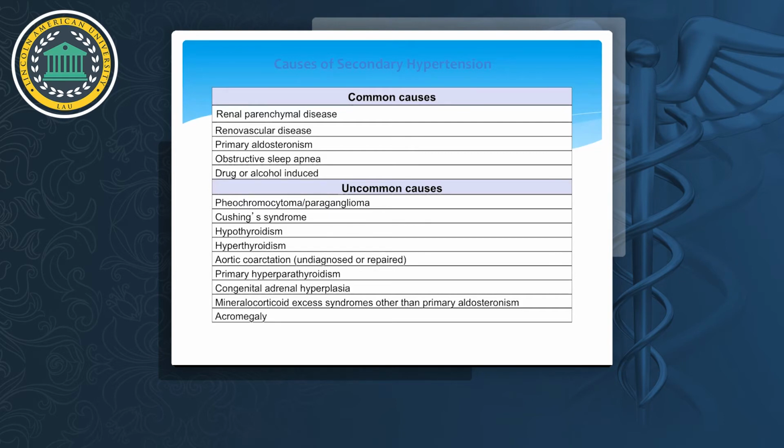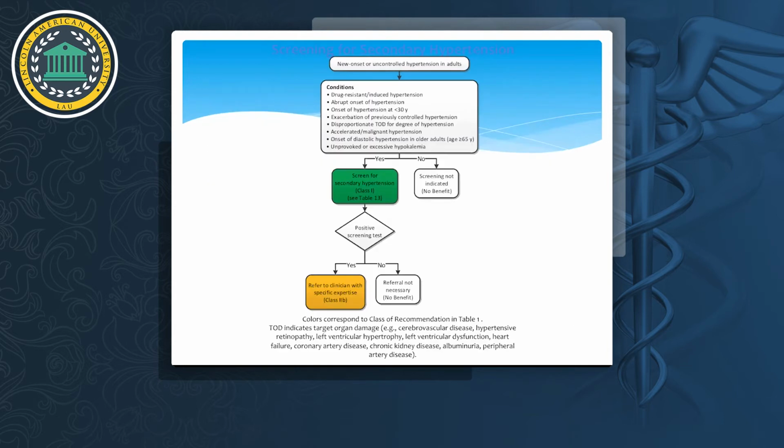Now, if you see here, that's the algorithm for hypertension. If somebody has new onset or uncontrolled hypertension, drug-resistant hypertension, abrupt onset of hypertension, a person who has hypertension before the age of 30 years, exacerbation of previously controlled hypertension, disproportionate target organ damage for the degree of hypertension, accelerated hypertension, onset of diastolic hypertension in adults more than 65, or unprovoked or excessive hypokalemia. So if you have one of these conditions around, then you should screen for secondary hypertension, and it's a class 1A indication.